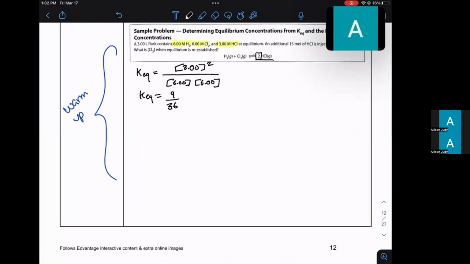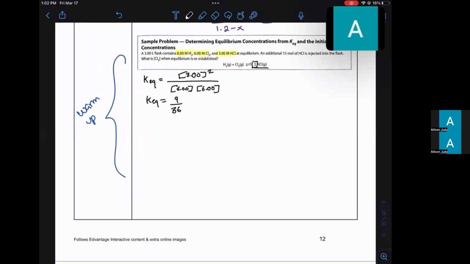So when you add 15 moles of HCl, this is a 3-liter flask. So 15 moles divided by 3 liters is going to give you 5 molarity, which is going to mean that the molarity of HCl is now, instead of 3, it's going to be 5, or it's going to be 8.